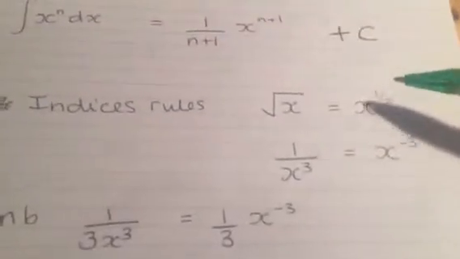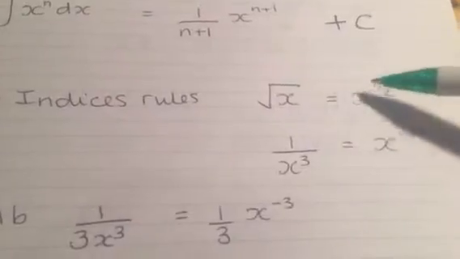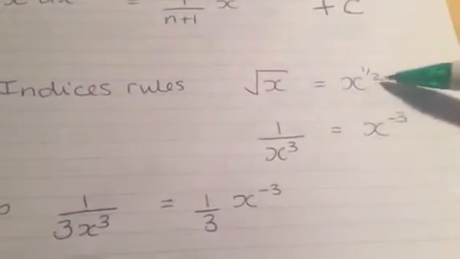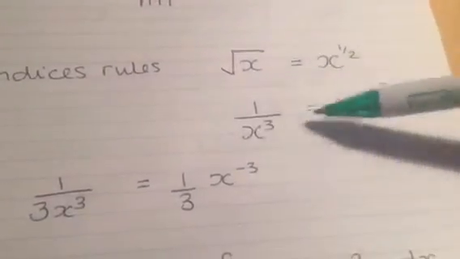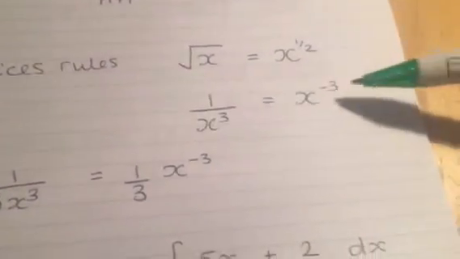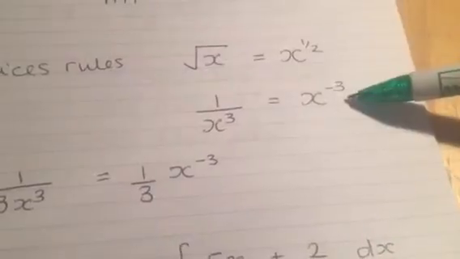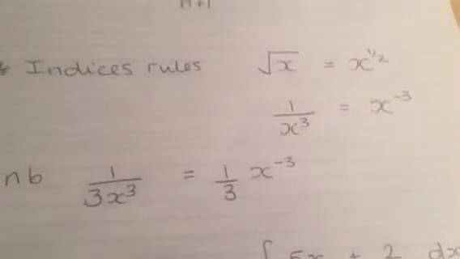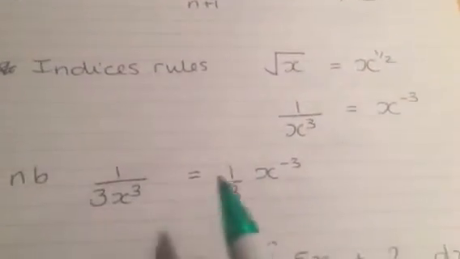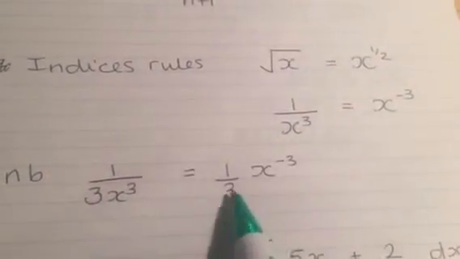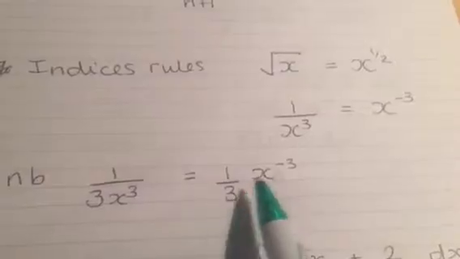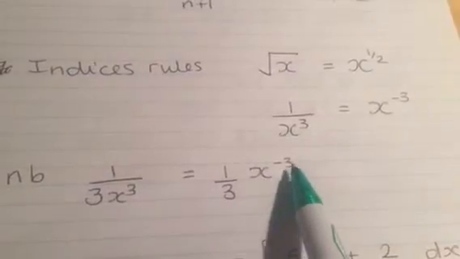So when you're integrating, you'll need to remember the indices rules. If you've got a square root of x, you need to change it to x to the half before you start. If you've got a fraction, you need to change it to a negative power before you start. And with negative powers, just always watch out for these ones, that if you've got 1 over 3x cubed, the 1 over 3 stays as a third, and it's just the power that becomes negative.